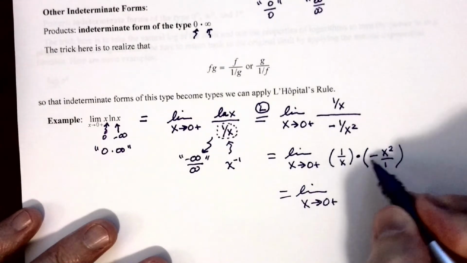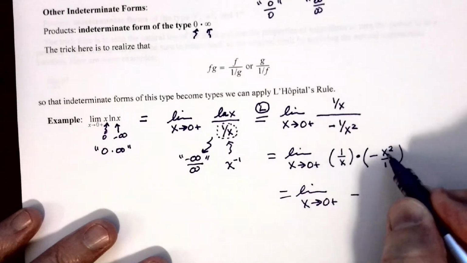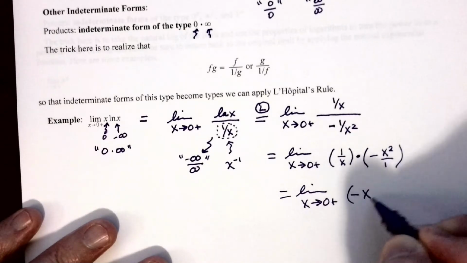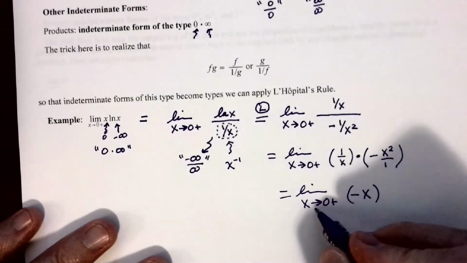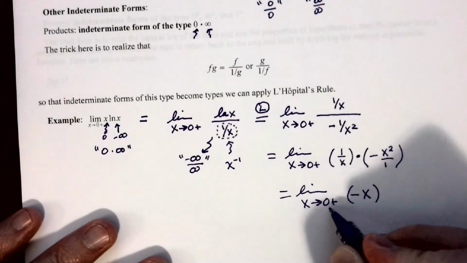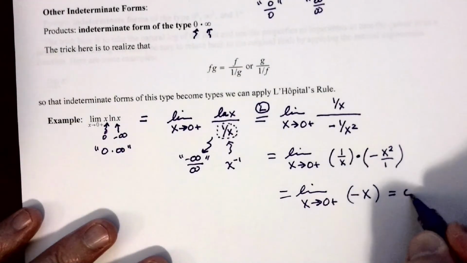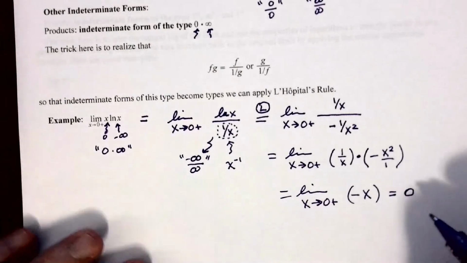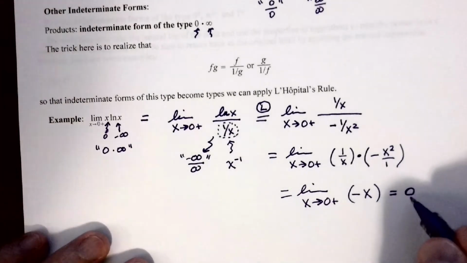Right? Positive times negative is negative. This x cancels with one of those, and I just have negative x. That's what it simplifies down to. And what's the limit of negative x as x goes to 0 from the positive side? It's just 0. Okay? So in this case, the limit does indeed turn out to be 0.